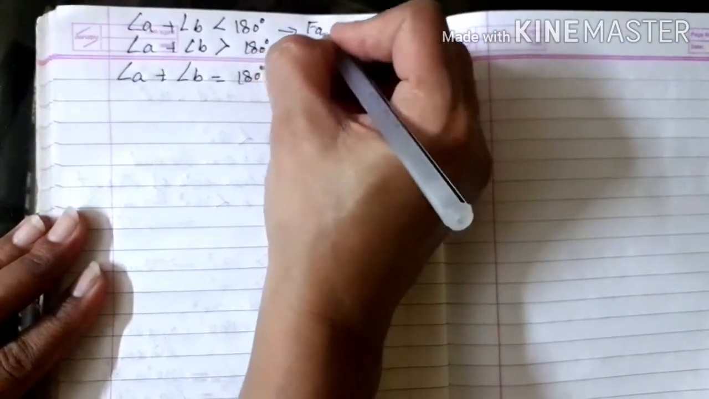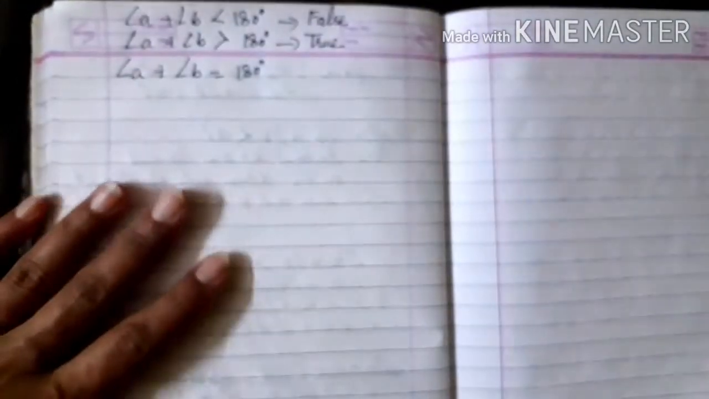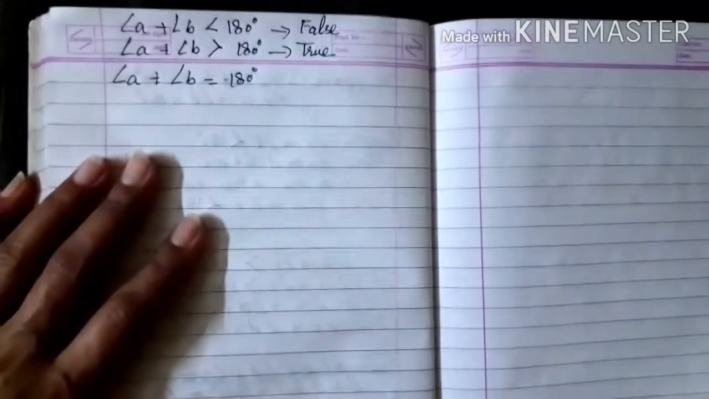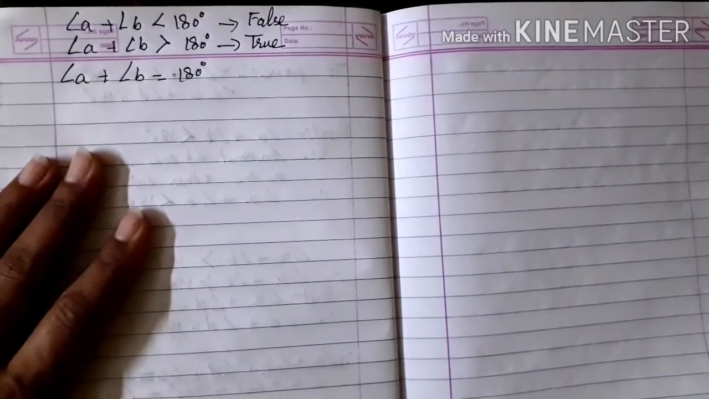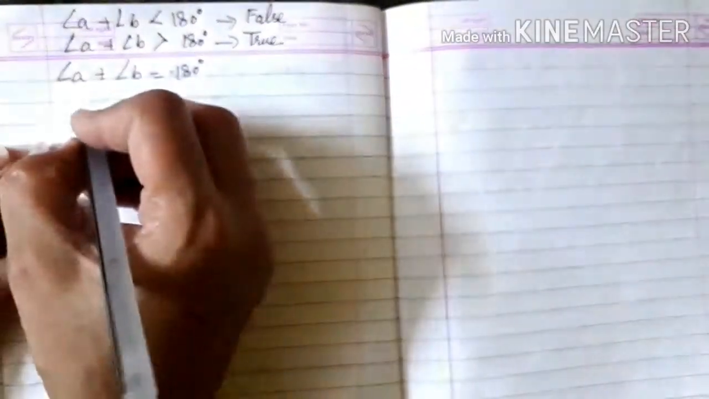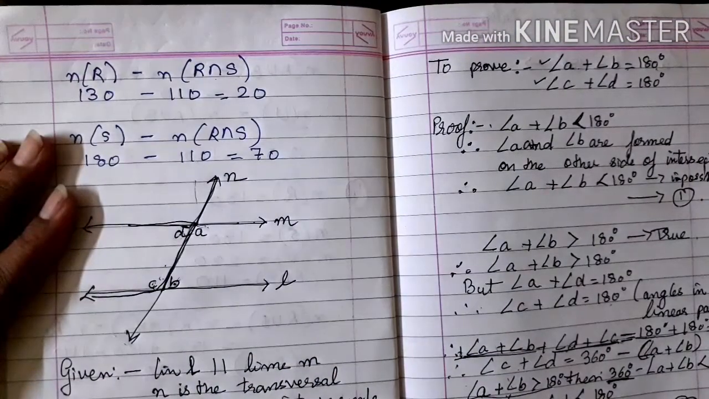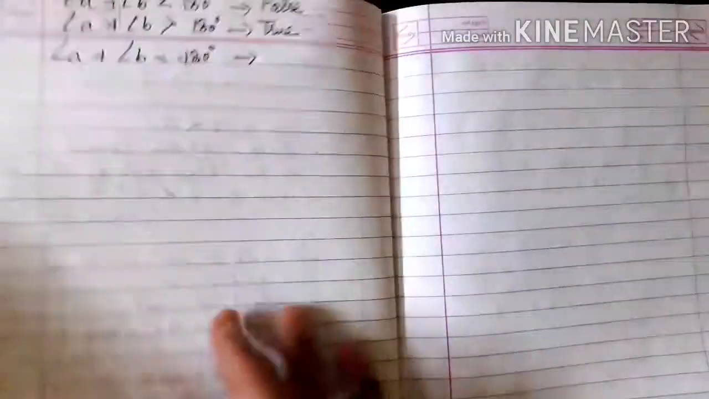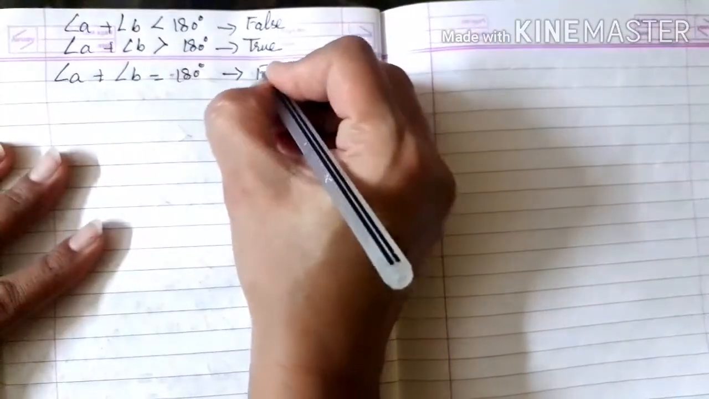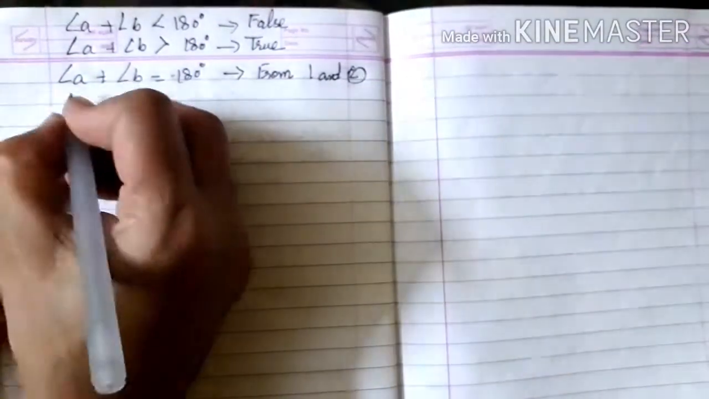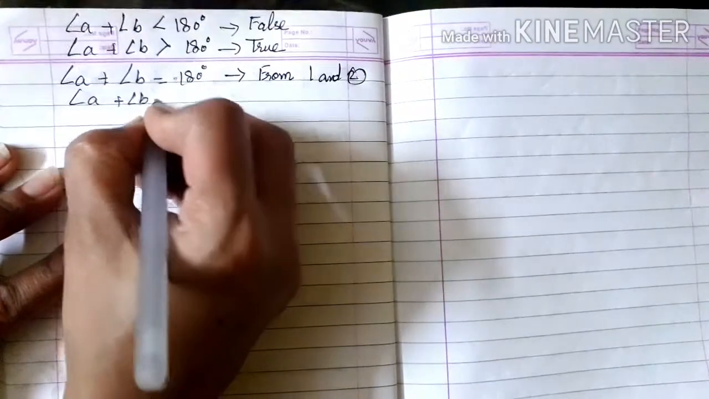This was false. Now we have to prove this: angle A plus angle B is equal to 180 degree. We have to prove this is equal to 180. Got it? Now how are you going to prove this? See, from 1 and 2, the conclusions from the previous steps, second and first, you have to mention it: from 1 and 2, angle A plus angle B is equal to 180 degree.